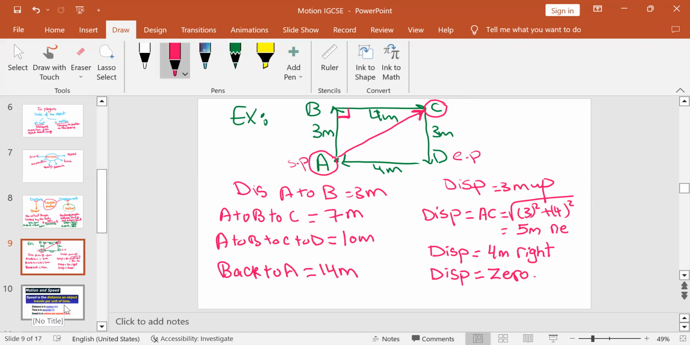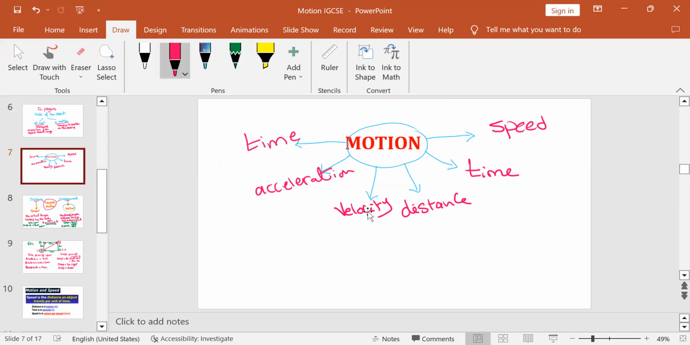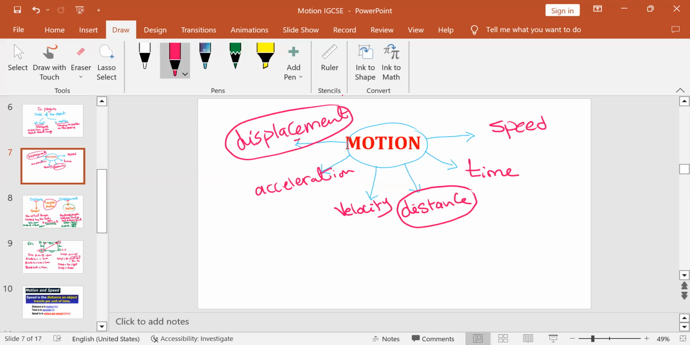Okay, so let's move to a new point. Here, again, when we talk about motion, we talk about speed, time, distance, velocity, acceleration, time. No, we wrote time 2 times. So here we're going to write displacement. Now we've talked about distance and displacement. Now let's talk about speed.